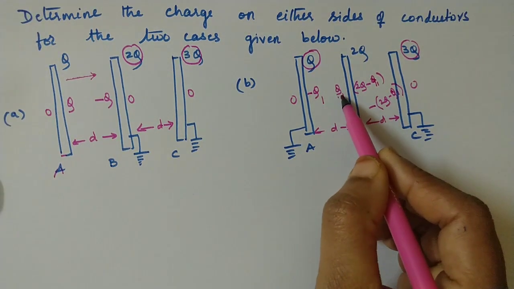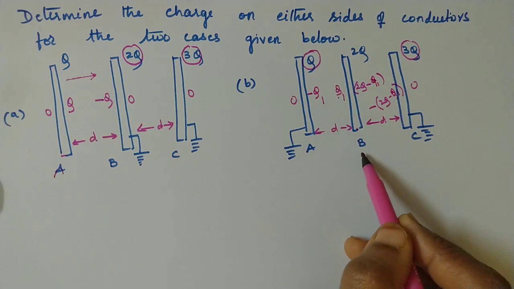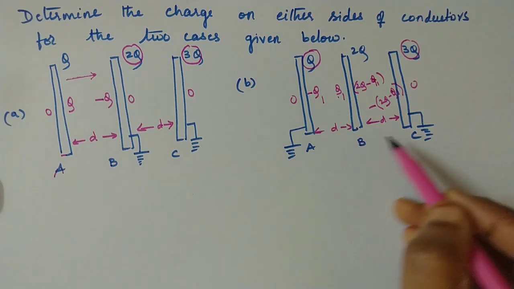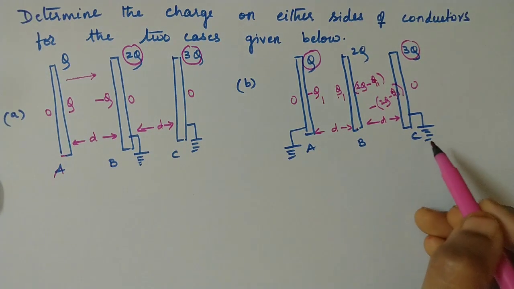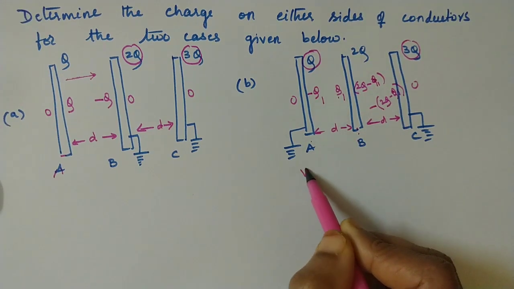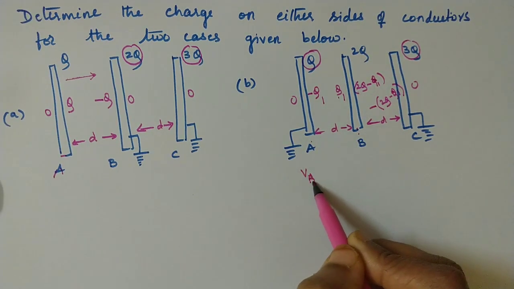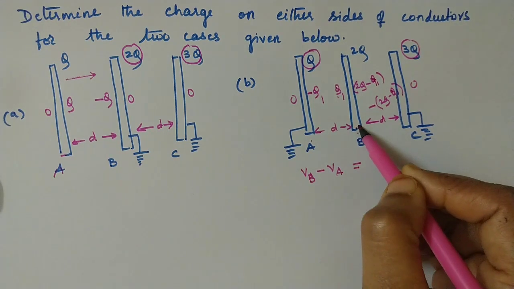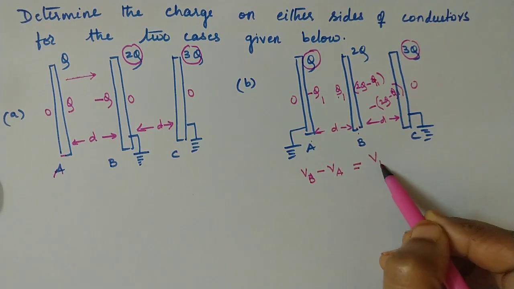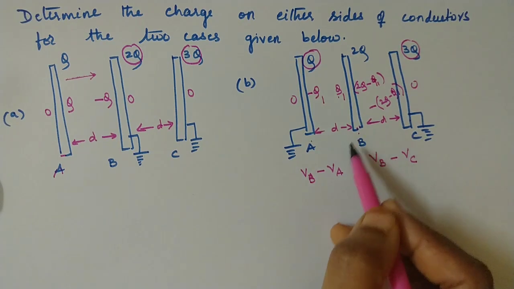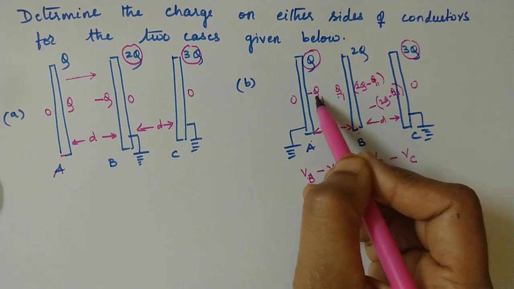Because we need the value of q1, B is the only surface which is not earthed. A is also having a potential 0. C also has a potential 0. Therefore, VB minus VA, the potential difference between B and A, should be equal to potential difference between B and C, VB minus VC.